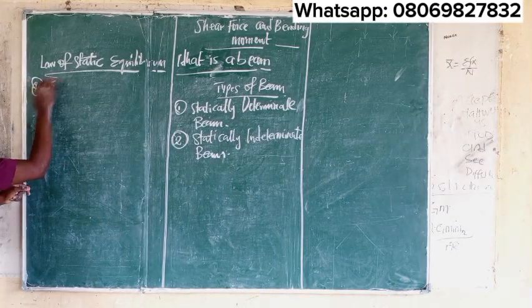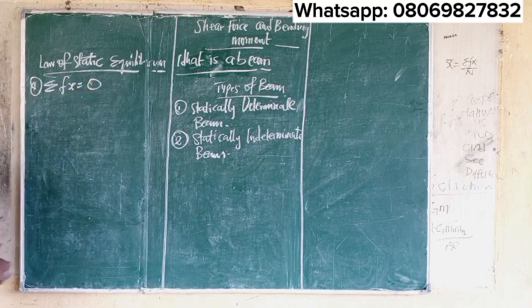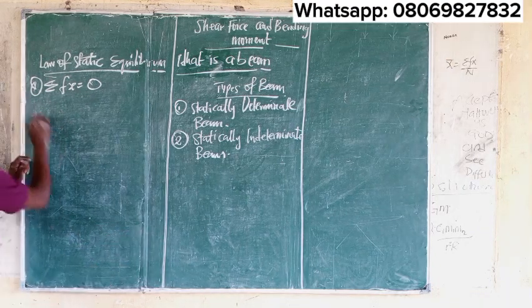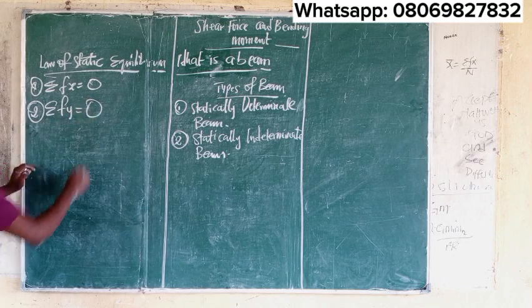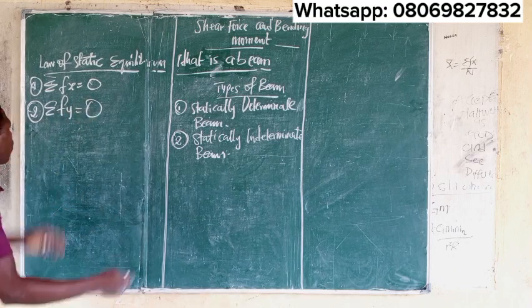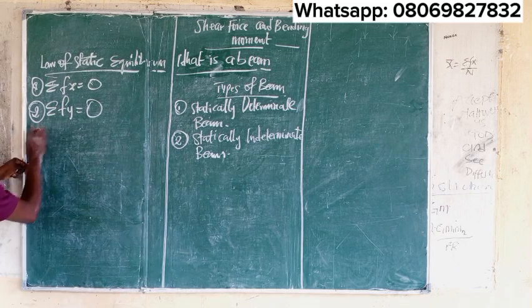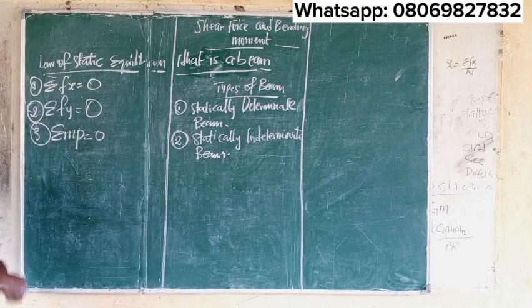Mathematically, the first one is summation of Fx is equal to 0. That is, the sum of forces along the x-axis is 0. The second one is summation of Fy is 0. That is, the sum of forces along the y-axis is 0. While the last one is sum of moments at a point is 0.